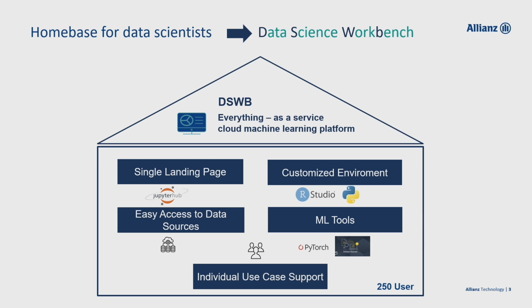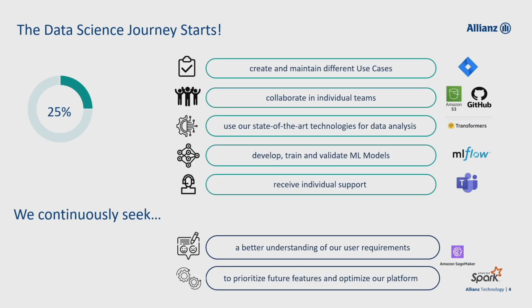Then we have some machine learning tools integrated. We're still working on it. There are always new features we might have to integrate. And then we also give individual use case support. So we have platform engineers and they really try to help our data scientists make the best out of our data. So I would say, we're at 25%. We can really start the data science work and we can create and maintain use cases. We can collaborate with teams. We can share our group buckets, share repositories on GitHub, and use all the data analysis technologies.